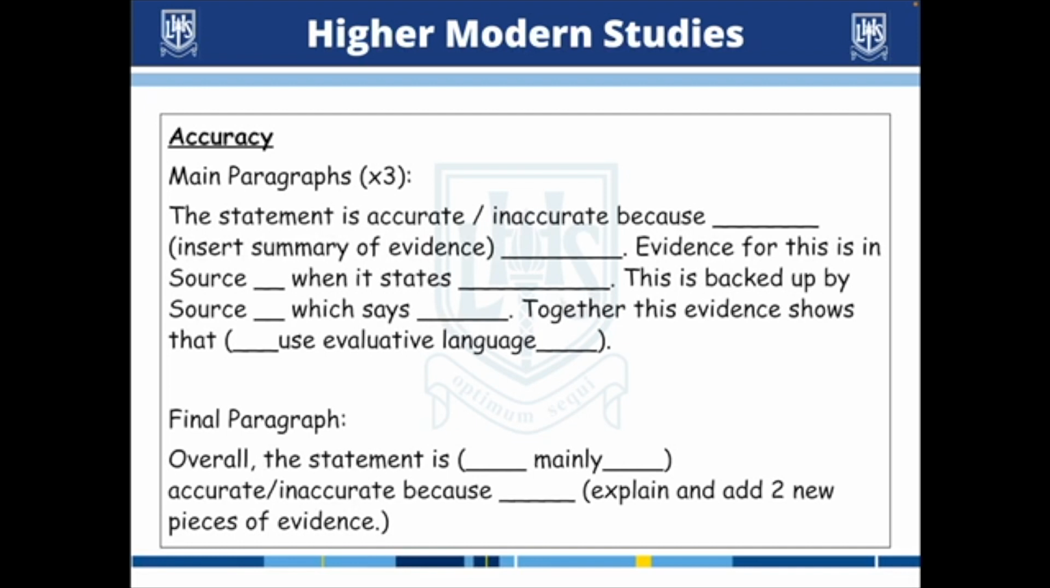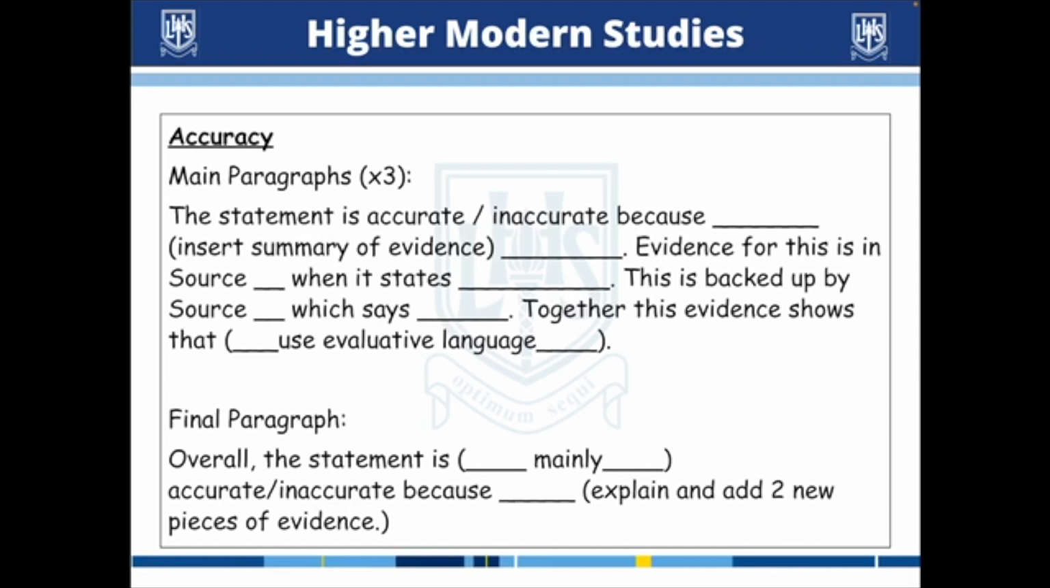After you do 3 of these paragraphs, you might have 2 paragraphs that say the statement is accurate. You might have 2 paragraphs that say the statement is inaccurate, and 1 for the other option. They have to be a mix, okay? You cannot have 3 accurate paragraphs, you cannot have 3 inaccurate paragraphs. It has to be 2 for one and 1 for the other. After you've done these 3 paragraphs, then you need an overall conclusion.